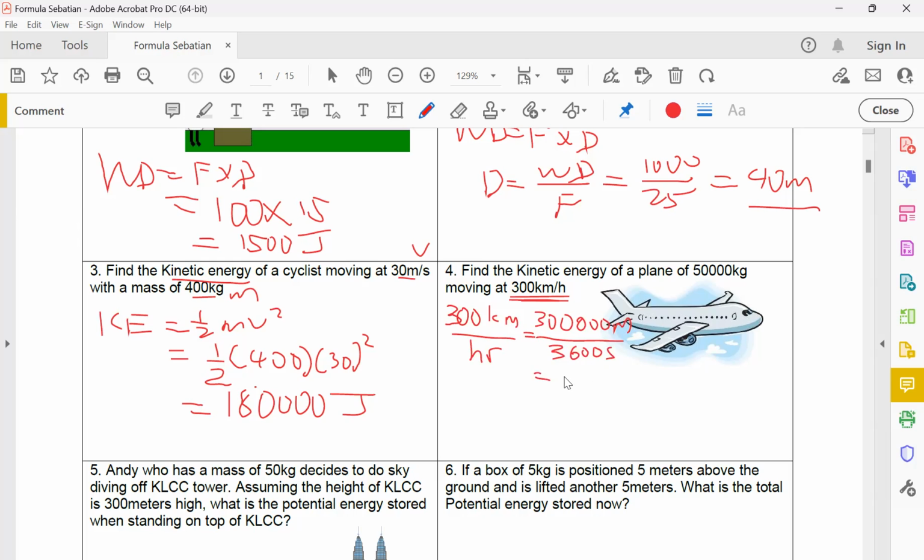So you just press this in your calculator and you'll end up with 83.3 meters per second. Then you can do the half mv square formula here, which will be half multiplied by 50,000 multiplied by velocity square, which is 83.3 square. Press this in your calculator and you're going to get, I think, 1.77 times 10 to the power of 9.